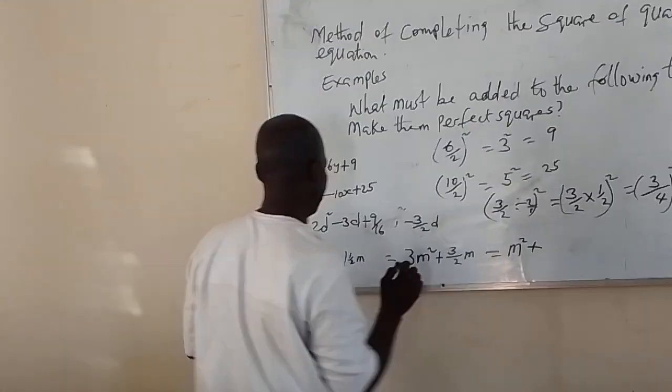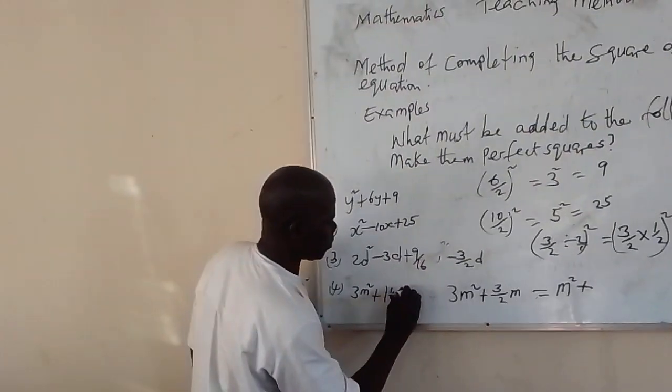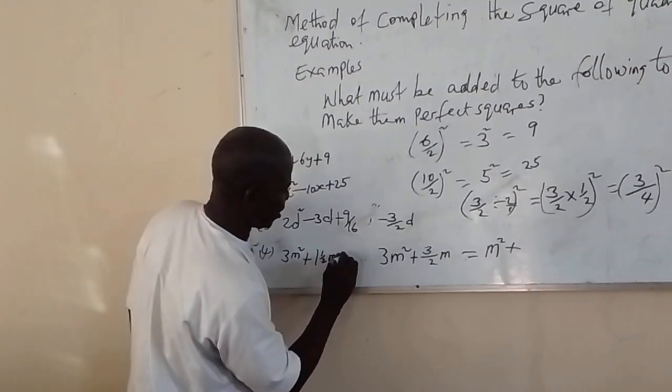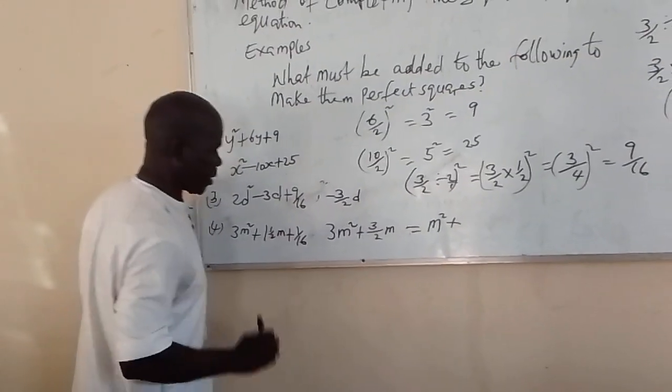Then you come and add it to this particular expression, and that's going to be plus 1 all over 16. And that's it.